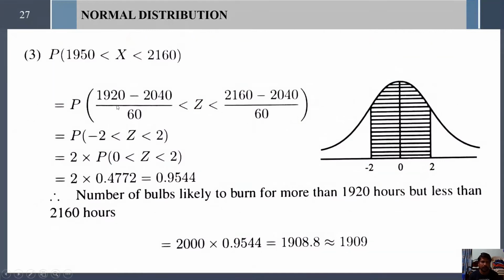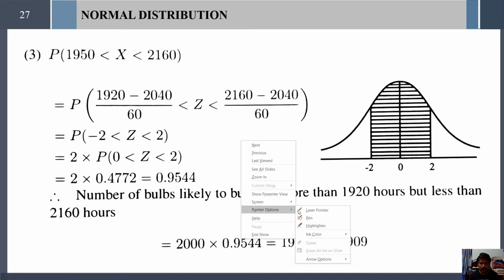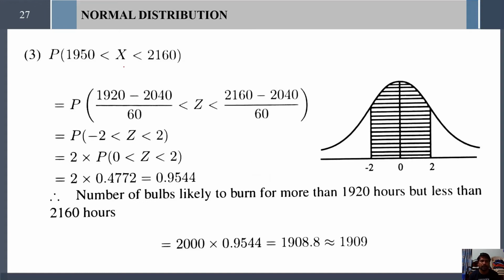So this is the value. Simply substitute 1950 in this place and 2160 in this place of the standard normal variate. Therefore z lies between minus 2 and plus 2. That is twice the probability of z lying between 0 and 2.